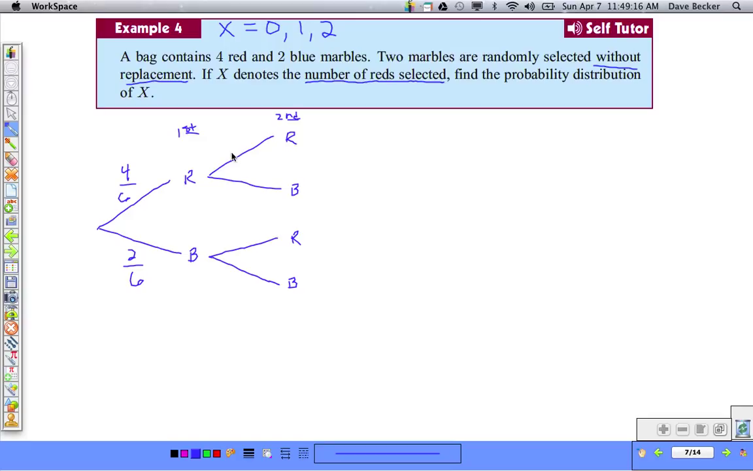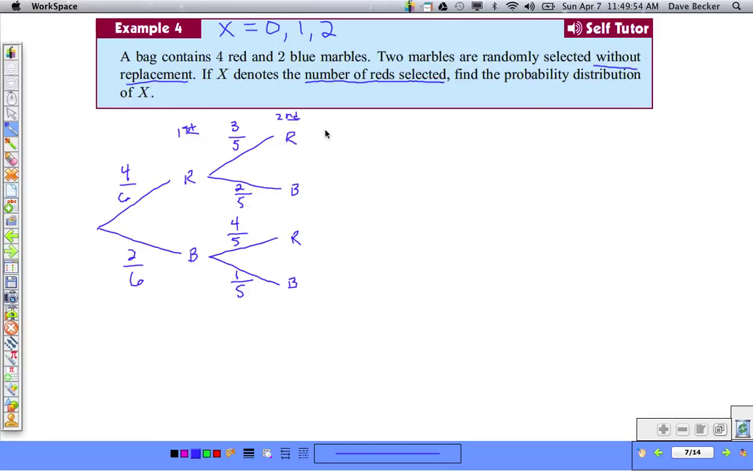Okay. If I don't replace, my new denominator is going to be 5. Here's another way you can go about these sorts of things: you just figure out your new denominator, and then you figure out the number of marbles or objects left. For example, if a red is gone, how many reds are still left? Well, that turns to 3, and there are still 2 blue marbles left. If a blue is gone because it was drawn, then there are still 4 reds left, and there's only 1 blue left. So what are the probabilities of each of these events?